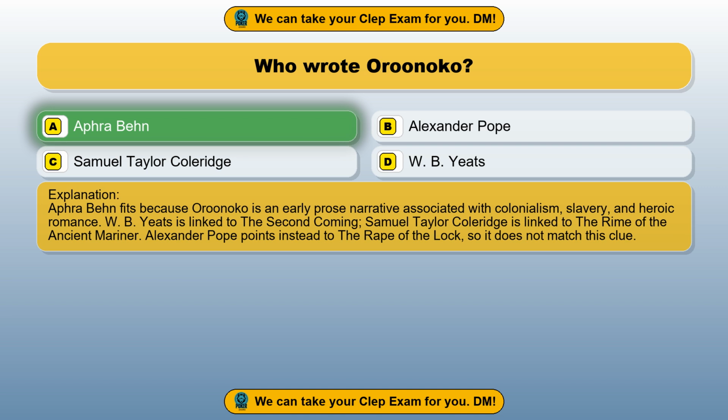Aphra Behn fits because Orinoco is an early prose narrative associated with colonialism, slavery, and heroic romance. W.B. Yeats is linked to The Second Coming, Samuel Taylor Coleridge is linked to The Rime of the Ancient Mariner. Alexander Pope points instead to The Rape of the Lock, so it does not match this clue.